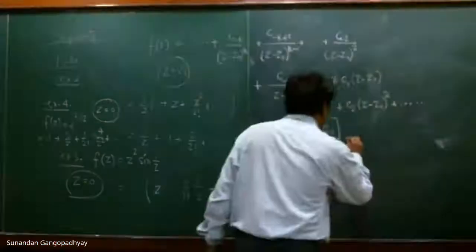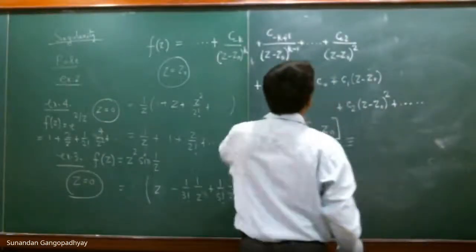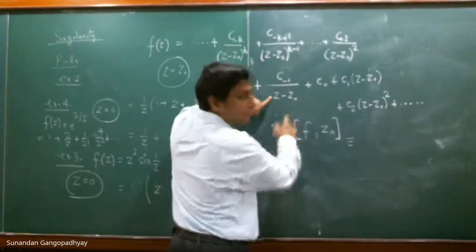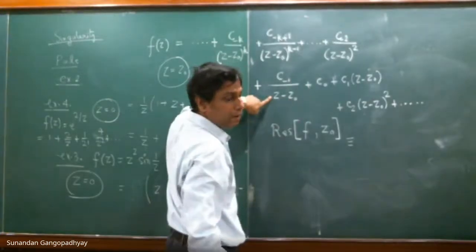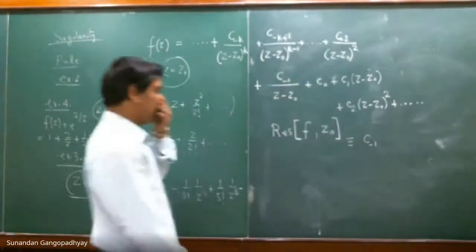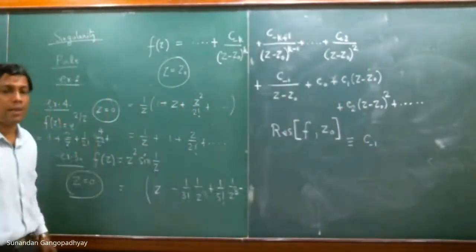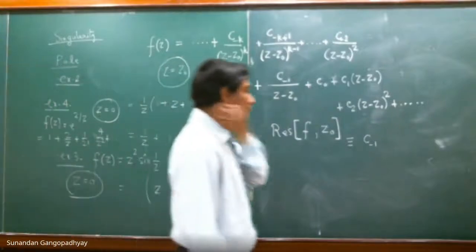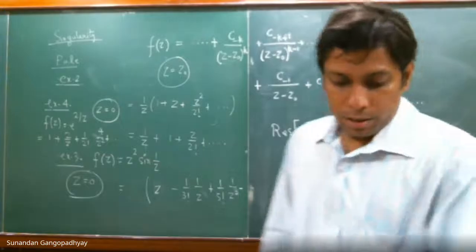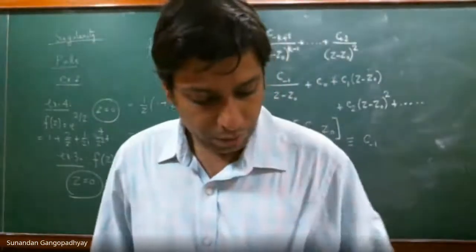And this is defined as the coefficient of this power of z minus z naught. So it is by definition nothing but c minus 1. This is how you define the residue of the function at z equal to z naught. This is what we mean by residue of a function.